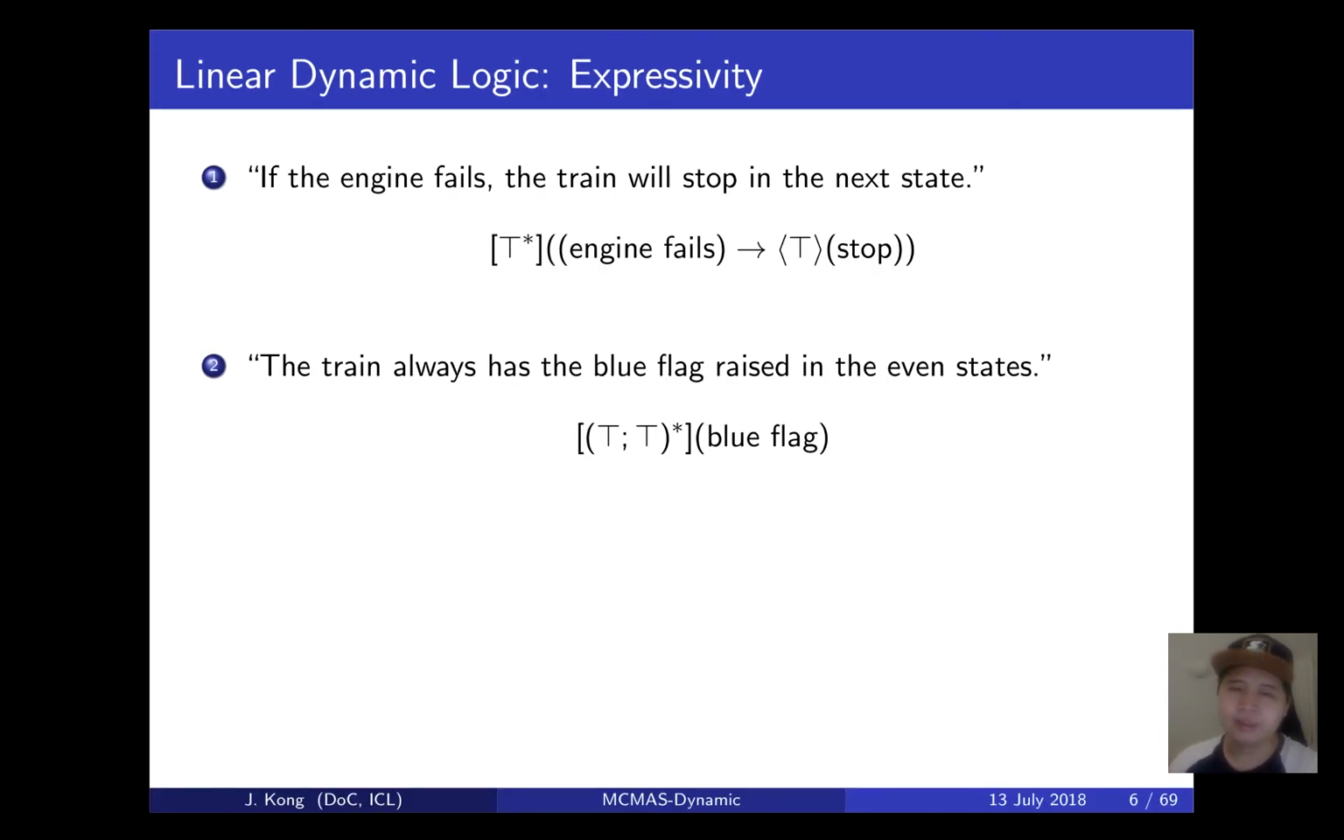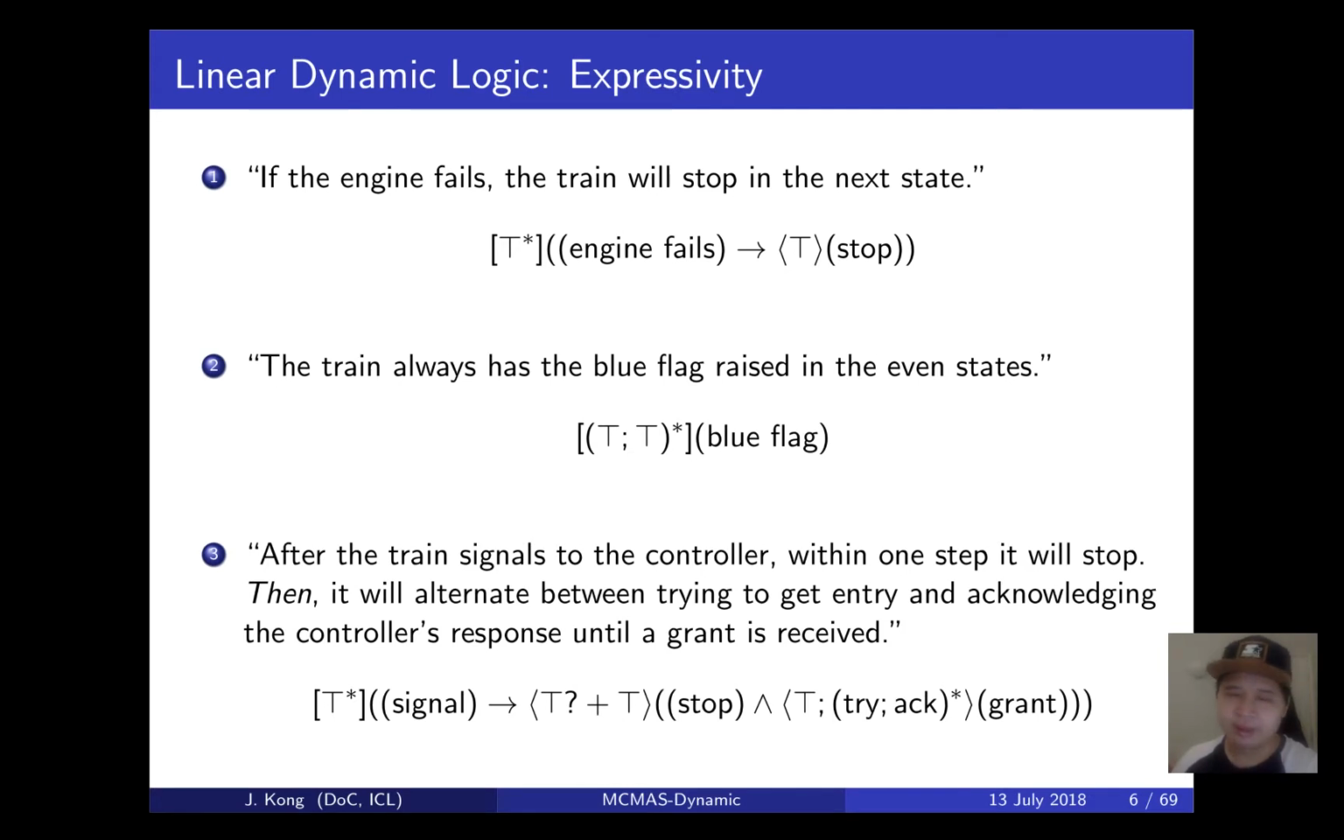Secondly, the train always has the blue flag raised in the even states. This is much easier in LDL, because even states are states after any prefix of length 0 or length 2 or some other even length. And the concept of an even length can easily be expressed using path expressions as shown here.